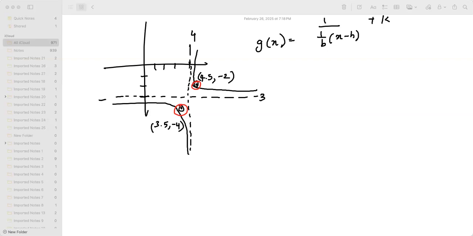I definitely want to do at least one problem with slant asymptotes today. Graphing rational functions is one of the hardest parts of algebra too, so it's okay if you take time.